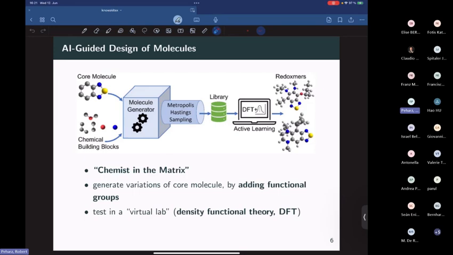The virtual lab here is essentially called density functional theory. Density functional theory is a quantum chemistry simulation method, a so-called ab initio simulation technique, which allows you to predict configurations and energy states of a molecule and make pretty accurate chemical predictions.